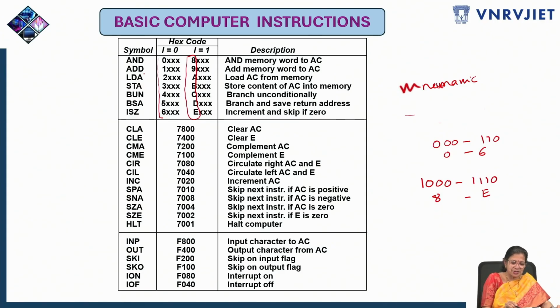it's an AND instruction, ADD instruction, load accumulator, store accumulator, branch unconditionally, branch and save the return address, increment and skip if 0. These are meant for performing certain operations, certain tasks if you write a program. So once we get the operands, when we write AND, one of the operands will be kept in the accumulator and the other one we write as a memory reference instruction, so that the content whose address is mentioned in the instruction will be ANDed with the contents of the accumulator. That is how it will perform the ADD operation also.